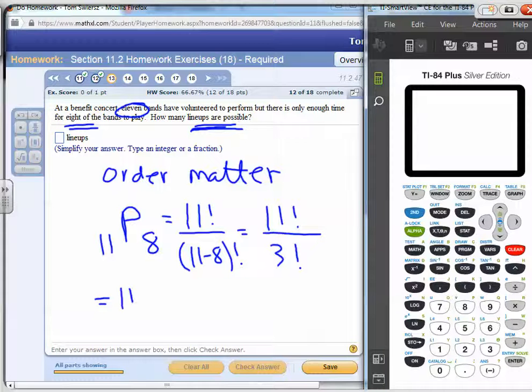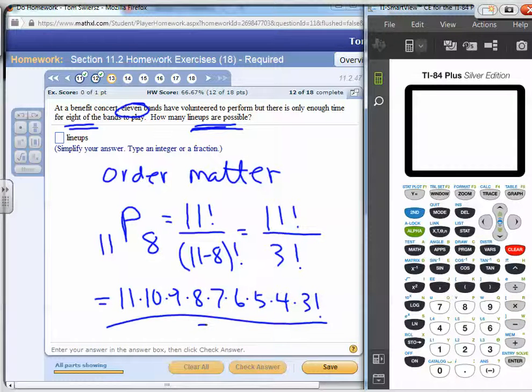You're going to have to go all the way down: 11 times 10, 9, 8, 7, 6, 5, 4. And then the 3 factorials will cancel, so your answer is going to be 11 times 10 times 9 times 8 times 7 times 6 times 5 times 4. A lot faster to use your calculator.